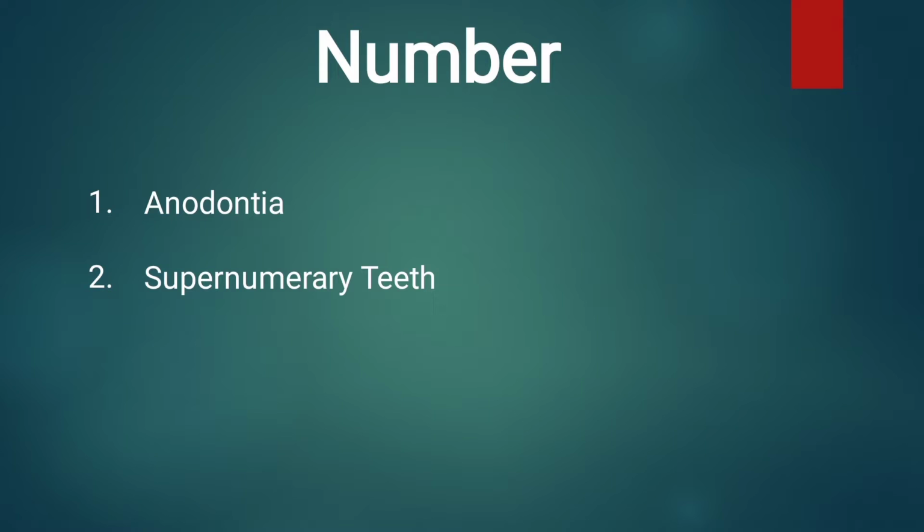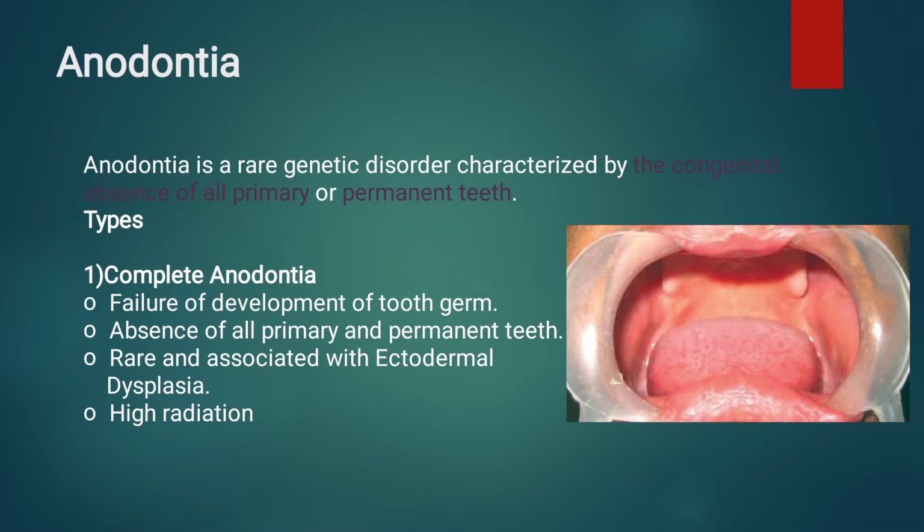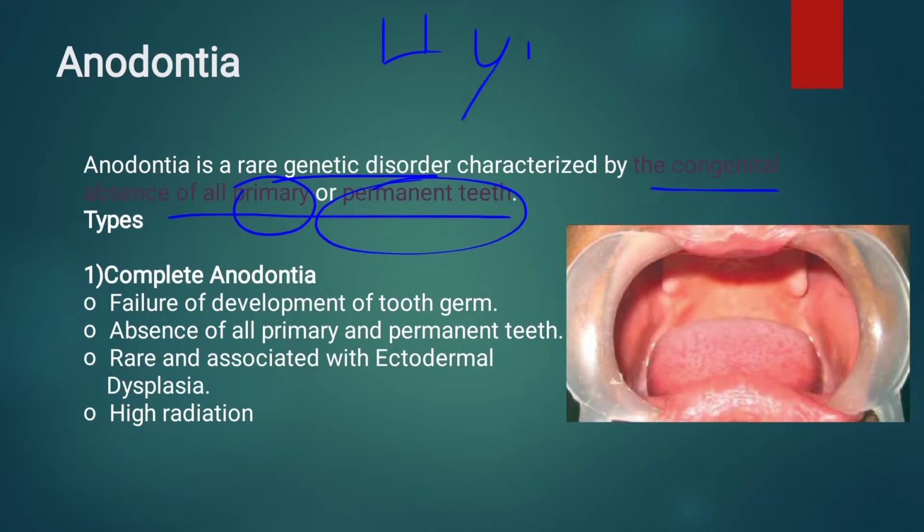Abnormalities in the number may be anodontia or supernumerary teeth. Anodontia is a rare genetic disorder characterized by congenital absence of all primary or permanent teeth. In hypodontia there is a decrease in the number of teeth, but in anodontia there is complete absence of the teeth. The genes involved in these are the MSX1 gene.